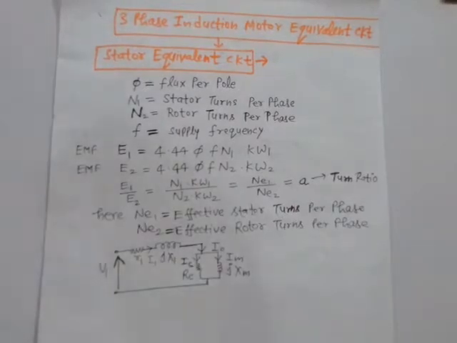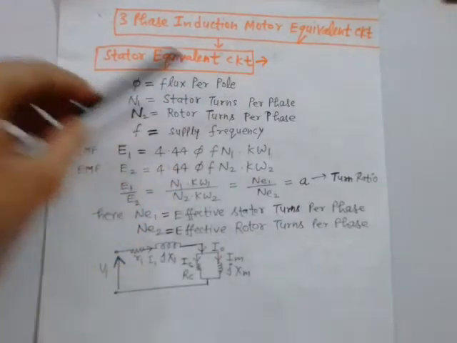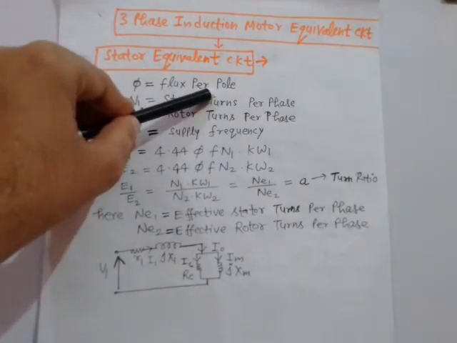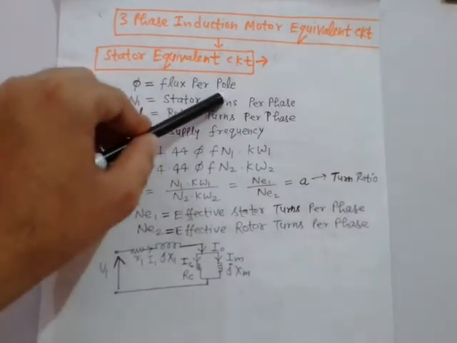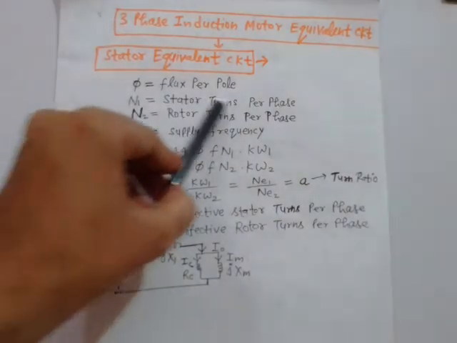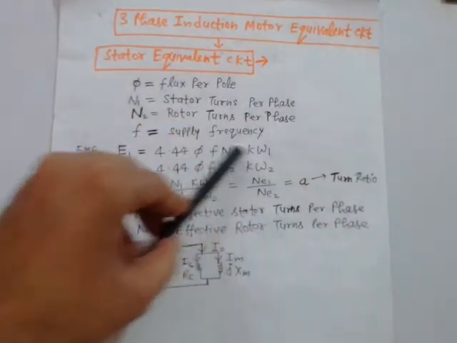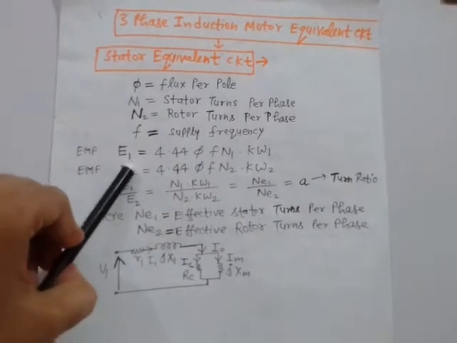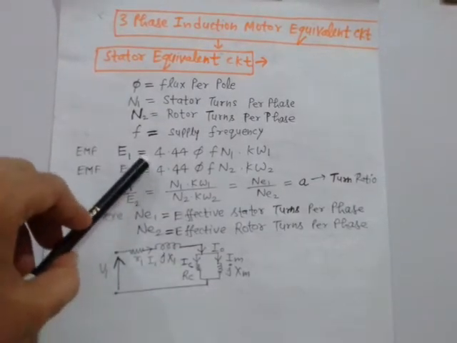So first let me go for the stator equivalent circuit. Phi is the flux per pole. It is always taken per pole. In DC machines also we take flux to be per pole, right? N1 is the stator turns per phase, N2 is the rotor turns per phase, F is the supply frequency to the stator, E1 is the induced EMF equation of a three-phase induction motor.